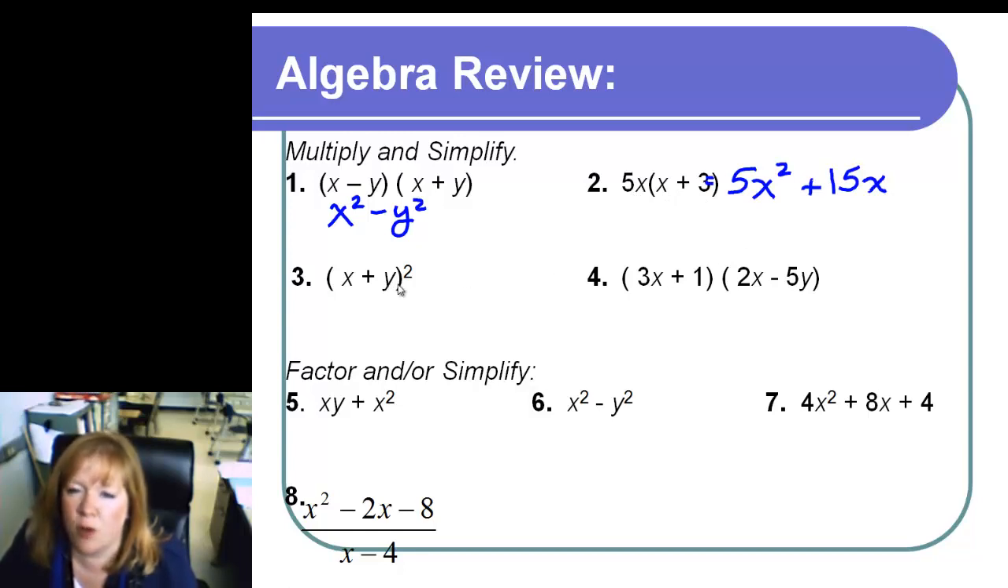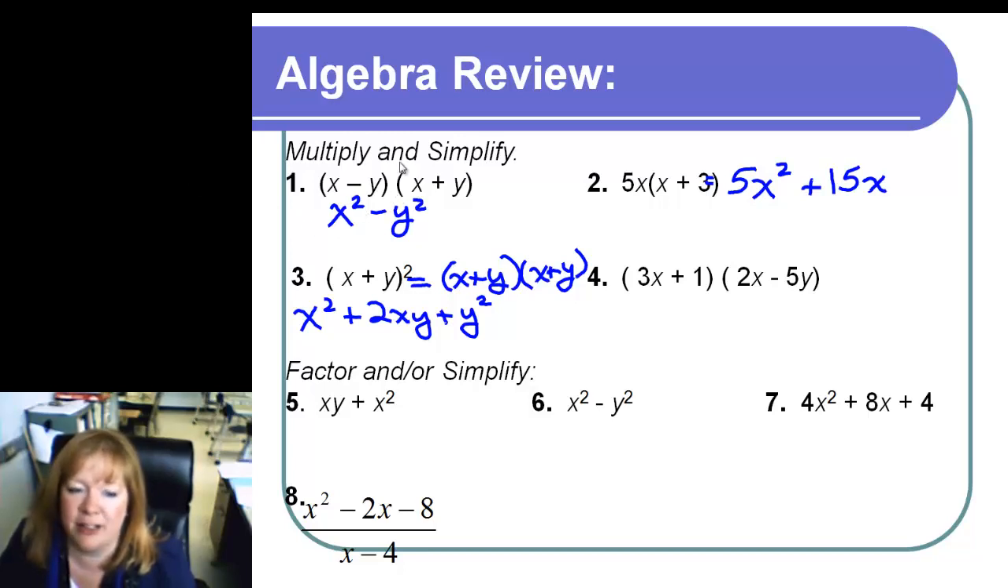X plus y squared. This is a very common mistake. A lot of people want to put x squared plus y squared. They forget about the middle child. This x plus y quantity squared means x plus y times x plus y. So it's actually x squared plus 2xy plus y squared. Don't forget about the middle child. You need that 2xy in the middle.